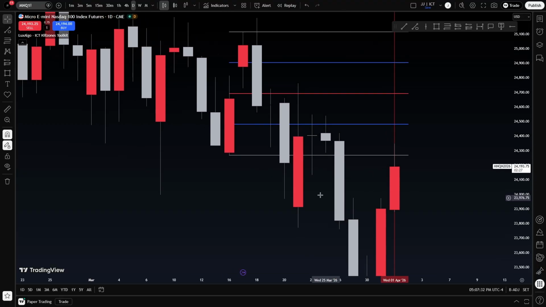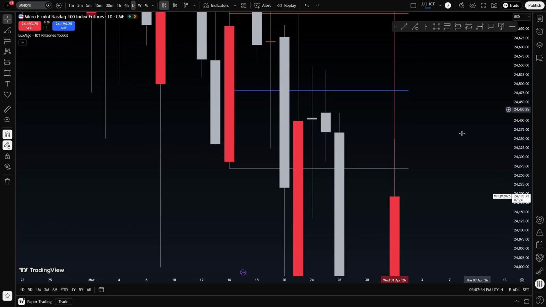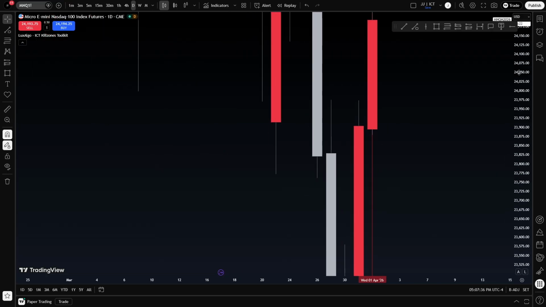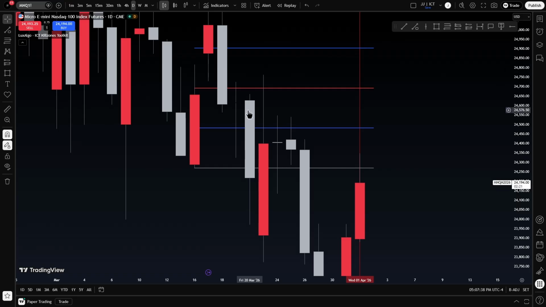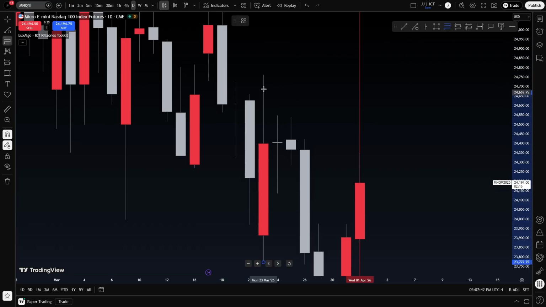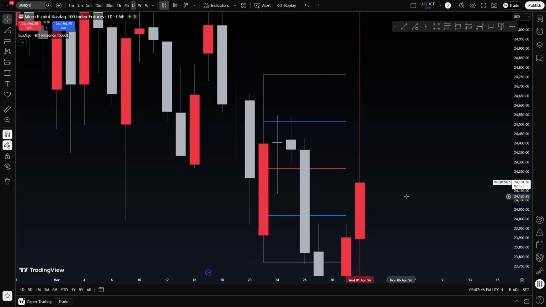Now, what would this be? A propulsion block, right? Yeah. Did it break below that? Yes, it did. Now let me basically drag this quadrant down or delete it and create a new one at this propulsion block here because it was the deepest up close candle that reached into that order block previously.